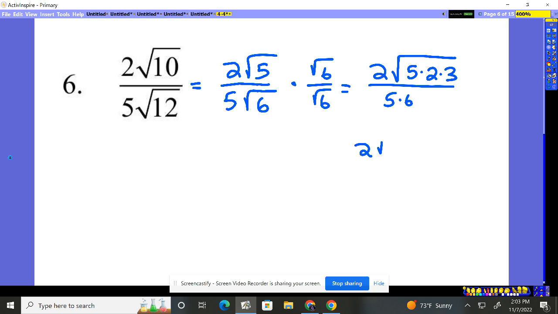So you have 2 root 30 over a 30, but notice 2 right here in that 30, both can be divided by 2. So it's going to be a root 30, and the bottom 30 divided by 2 will be 15. So I simply said, hey, divide by 2, and that's how I got root 30 over 15.